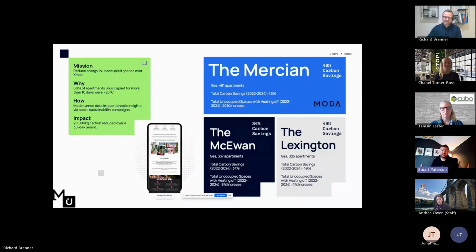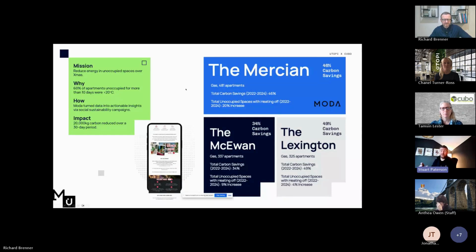It's effectively a social sustainability campaign, with really simple messaging: how to manage the heating when I'm not at home, and the positive impact that it's going to have in the community. What we're doing is empowering residents and bringing them along on the operator's environmental and decarbonisation journey.